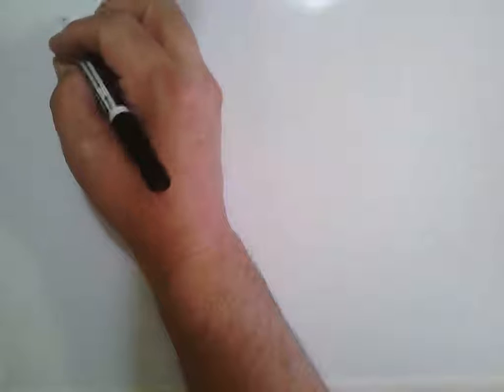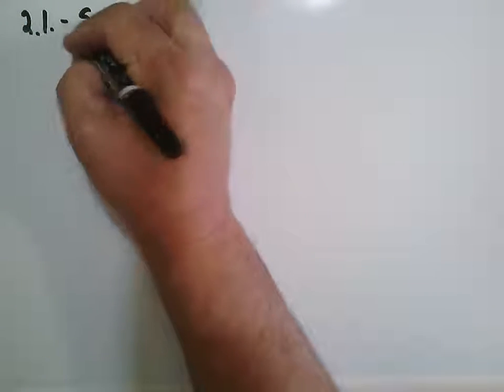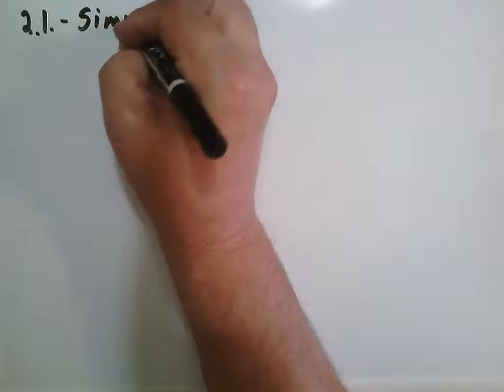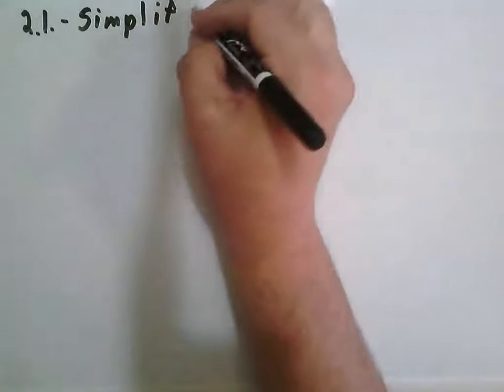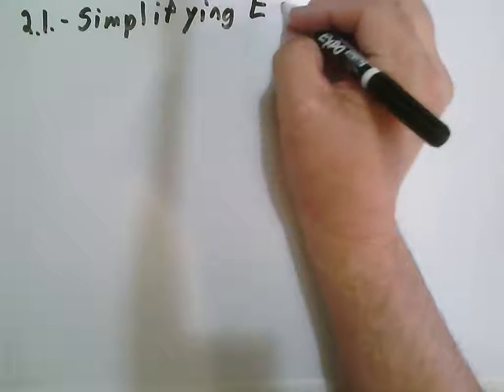Now we're going to move into chapter 2. And chapter 2 has 9 sections. We're going to cover 8 of those sections, maybe get to 9, but we're going to start out with section 2.1. And section 2.1 is simplifying expressions.